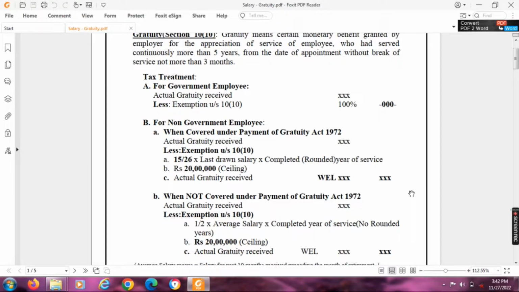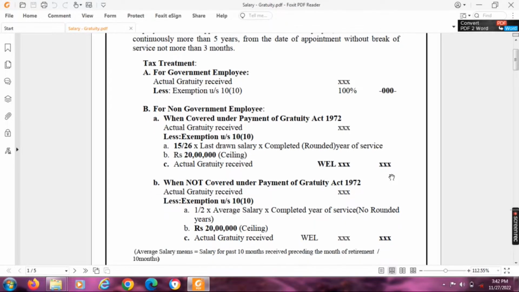And second one, rupees 20 lakhs. It is a ceiling amount. It is the same for both the cases. Third one, actual gratuity received. Out of these three, whichever is least is exempted from the actual, and the balance only is taxable.